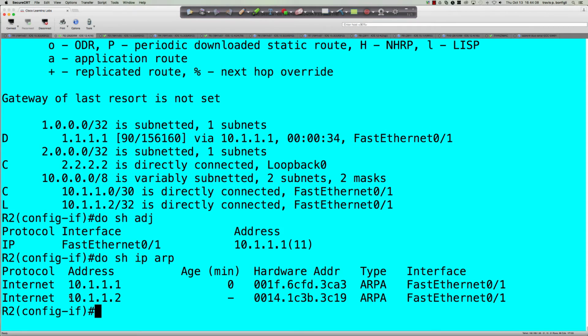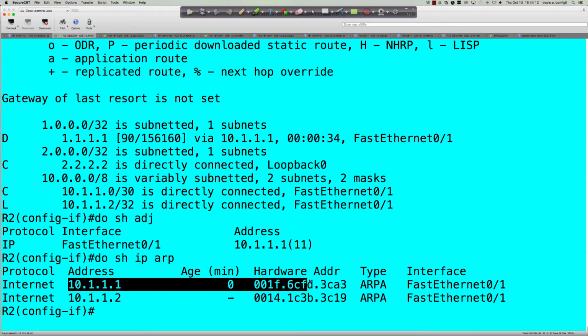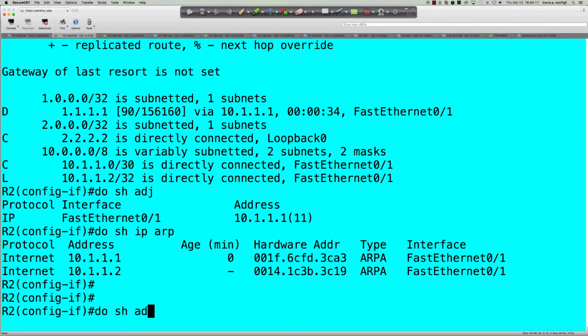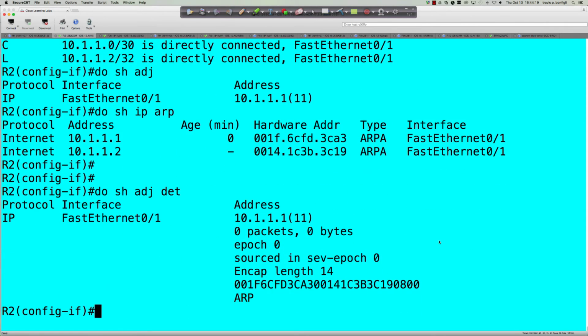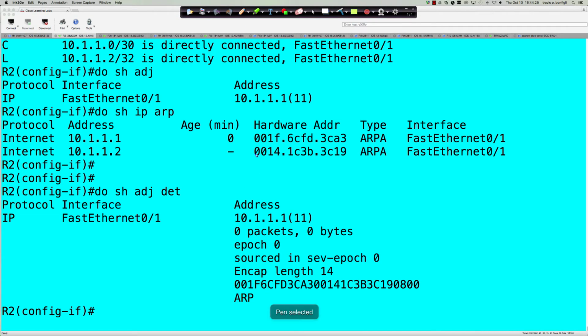And you can see there's the 10.1.1.1, the router 1, and there's the MAC address. So let's see, do show adjacency detail. What does it look like? And this is sort of old hat, right? You've already seen this. So here's the MAC address, 001F.6CFD.3CA3.